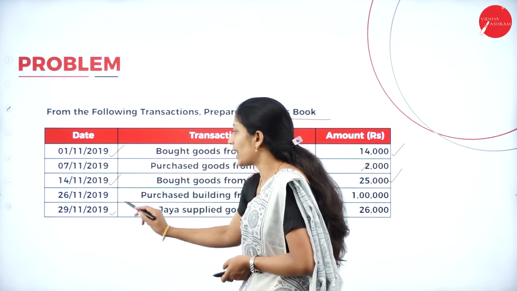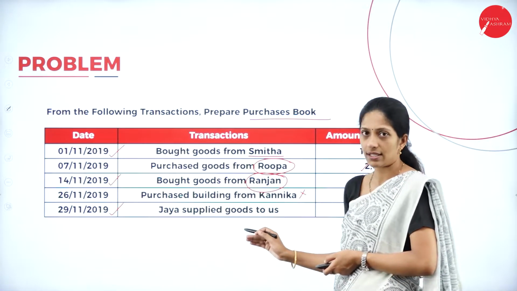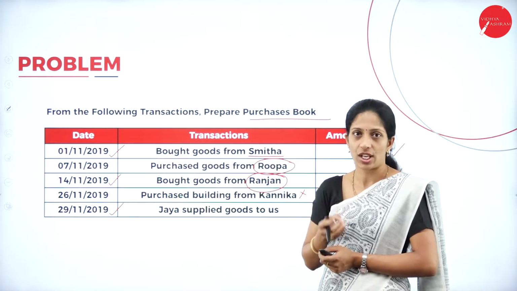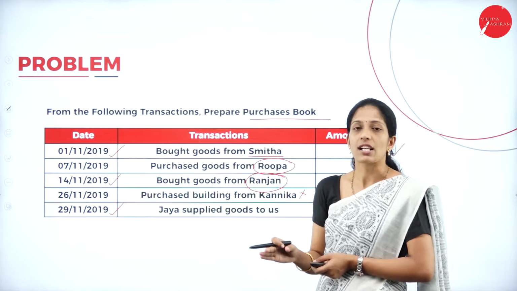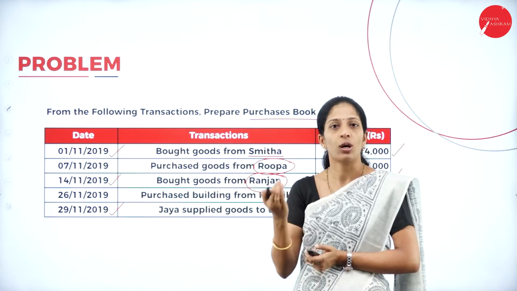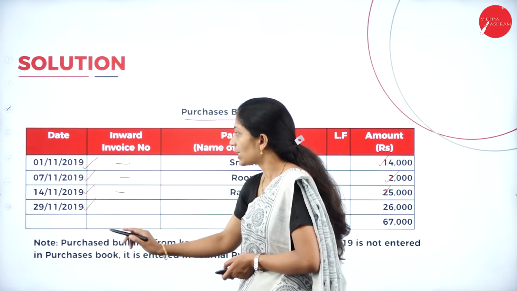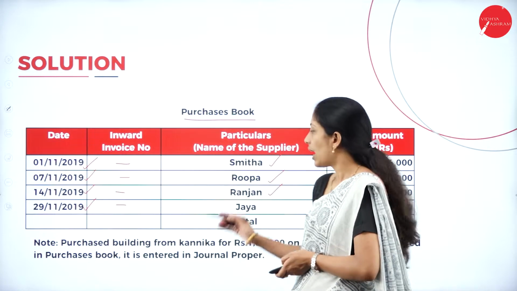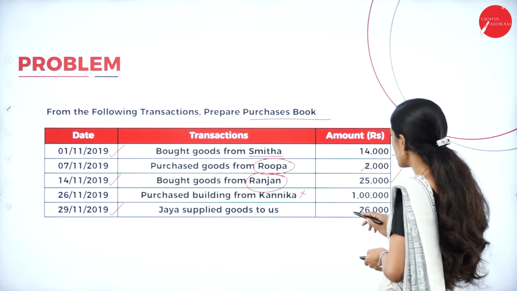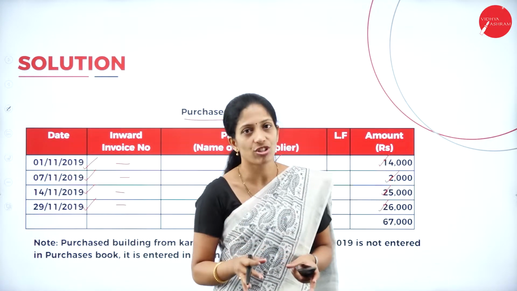Now coming to the next one, 29/11/2019, Jaya supplied goods to us. So Jaya is selling goods to us, in the sense what we have purchased. Okay. So this transaction has to be recorded in the purchase book because we have purchased from Jaya on credit basis. So how do we write? 29/11/2019, inward invoice number is dash and name of the supplier is Jaya. What is the amount? The amount is 26,000. So we are done with purchases book, only so many transactions.